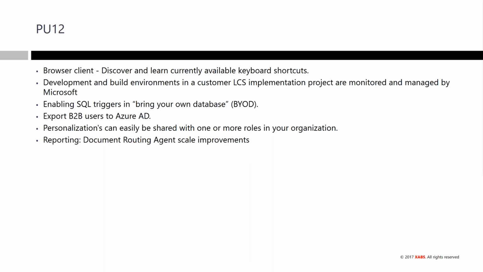Enabling SQL triggers in bring your own database. It used to be, for performance reasons, that if you were copying data to your own database, it bypassed triggers in the target database. This has been changed, so now it will not bypass the triggers in your own database. That means if you have any downstream processes in your own database, they will be triggered, and everything will just flow nicely, as opposed to after you've updated your own database, having to manually kick off any processes that should have been triggered by that data.